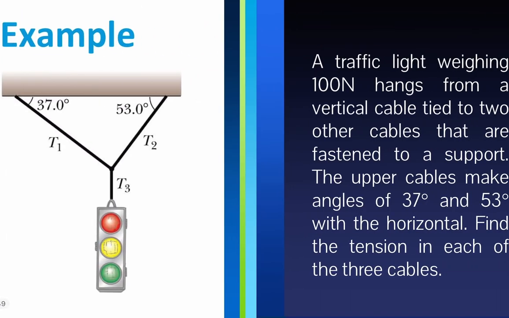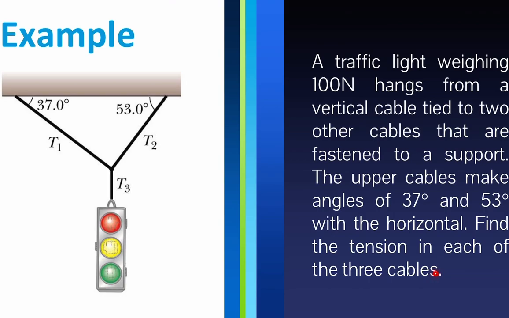Okay, next problem. This time it's not moving. We simply have to solve for the tension. But we have three cables here. A traffic light weighing 100 newtons, this one, hangs from a vertical cable tied to two other cables. So we have a vertical cable tied to two other cables. The upper cables make angles 37 degrees and 53 degrees with the horizontal. Find the tension in each of the three cables.